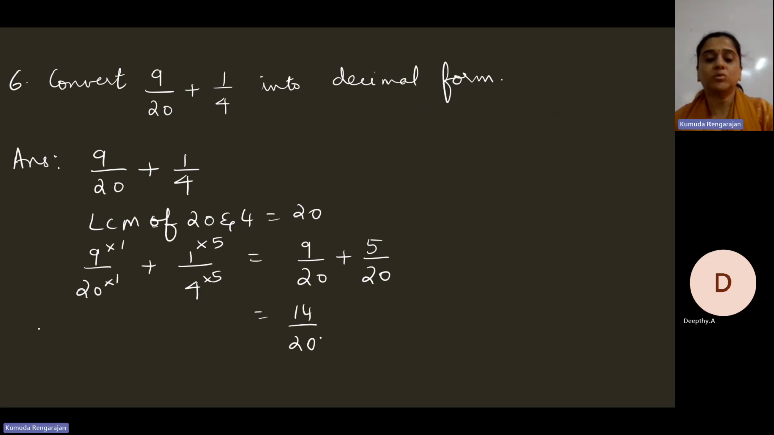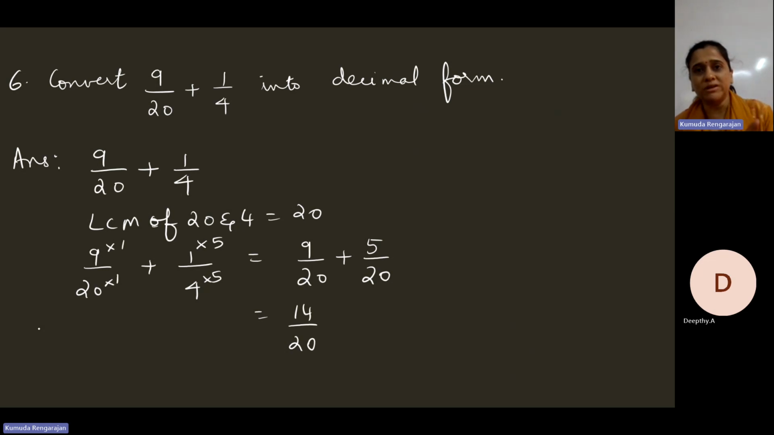Now, to convert a fraction, if possible, bring the denominator to 10, 100, 1,000, 10,000. Not every number you can do that. Now, 20, you can bring it to 100, right? You can also bring it to 10, but we'll move to a bigger number.